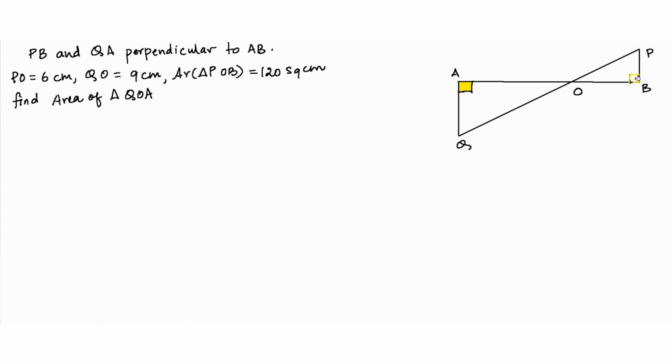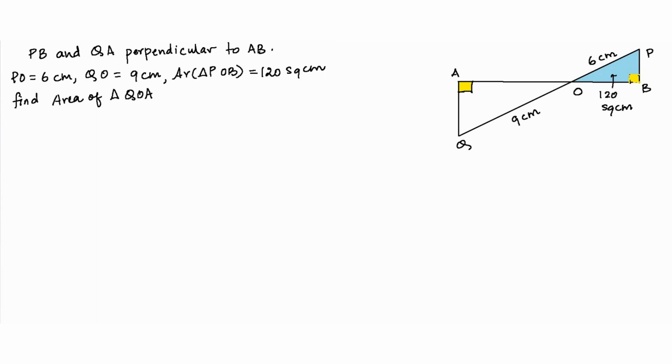Yeah, these two angles are 90 degrees. It's also given that PO is 6 centimeters. So this is 6 centimeters and QO is 9 centimeters. The area of triangle POB, that is this particular area, is 120 square centimeters. So let's mark it. 120 square centimeters. We have to find the area of triangle QOA.